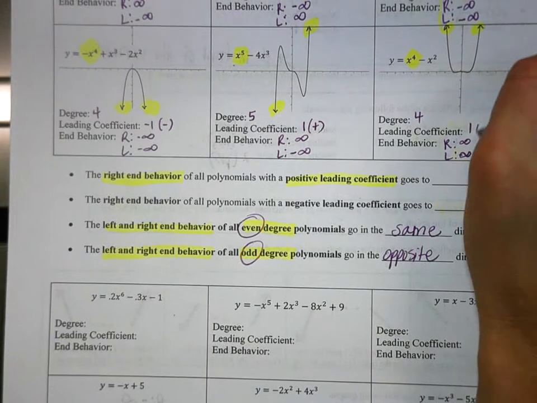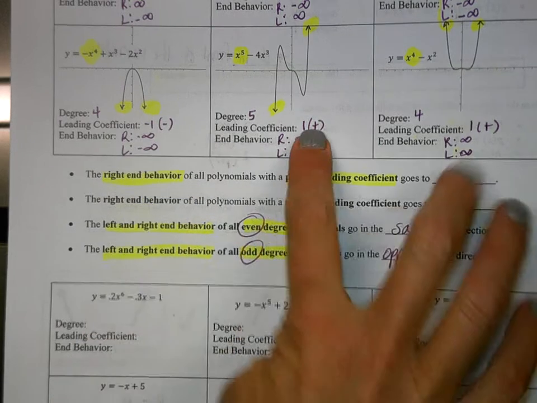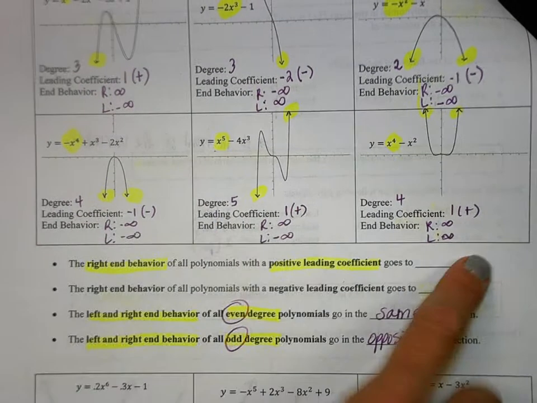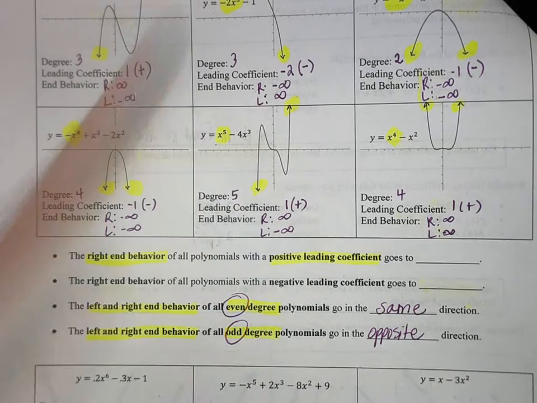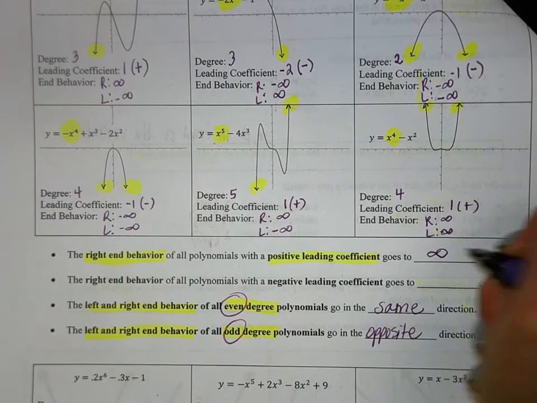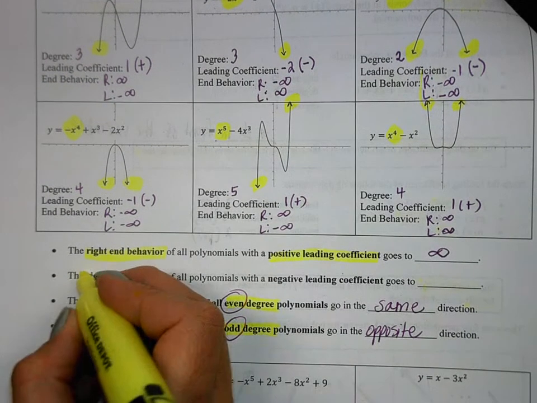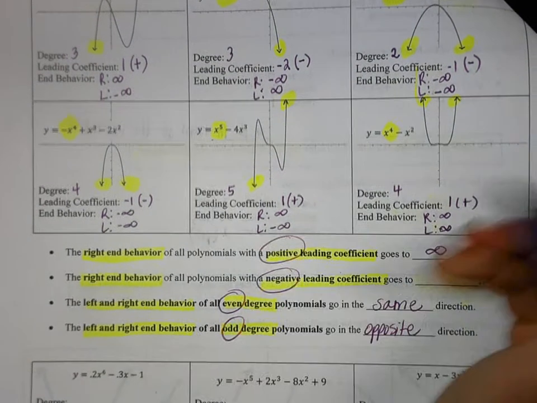I heard it. They go up. Yes. If you look at all of the leading coefficients, if it's positive, it doesn't matter odd degree or even degree, all of the positives go on the right side to positive infinity. What about the right end behavior of negative leading coefficients? Negative. Exactly, negative infinity.